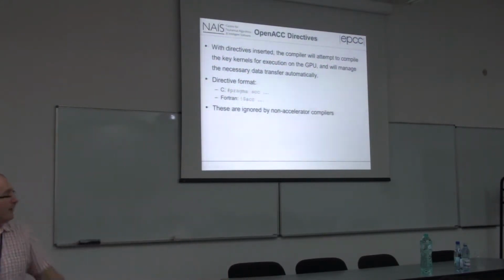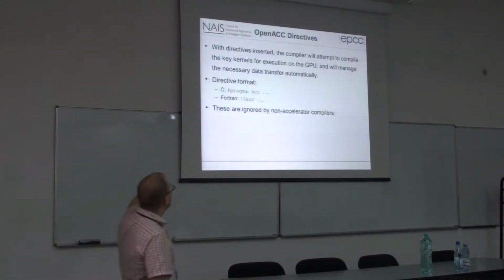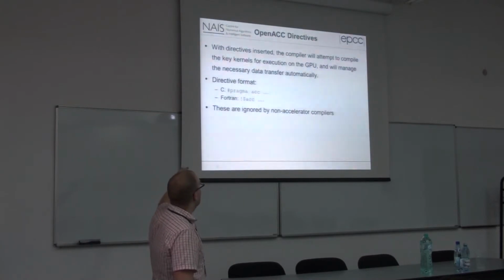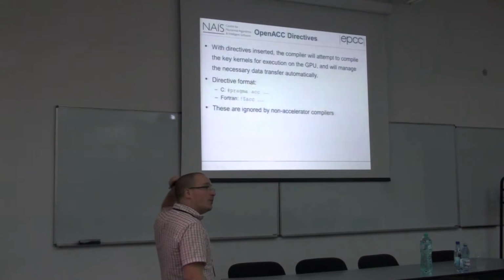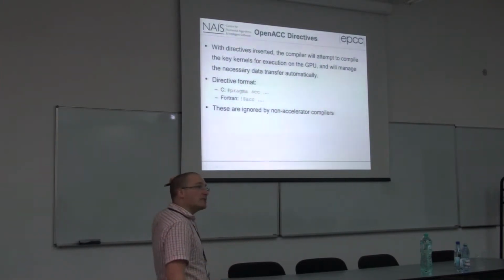So directives, if you never use them, just look like this. In C, it's hash pragma acc, and in Fortran it's exclamation mark dollar acc. These are ignored by a compiler that doesn't understand them, but if a compiler does understand them, it'll do something special with them.